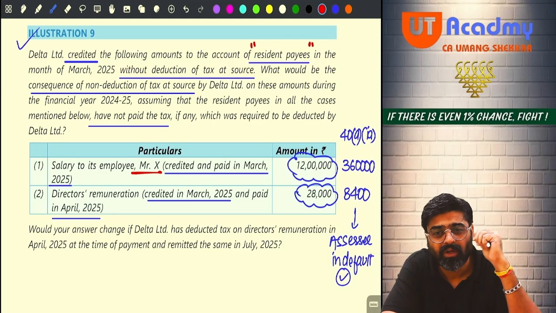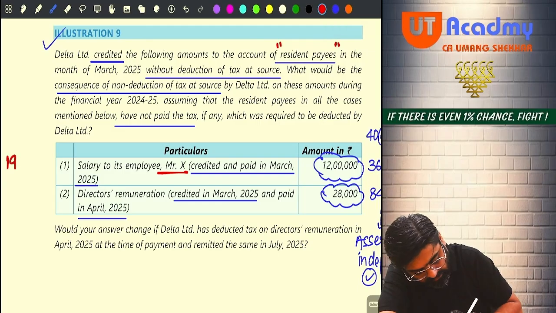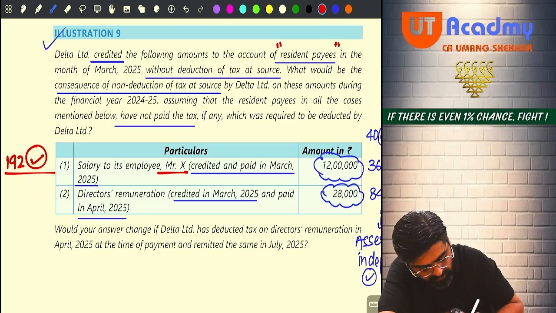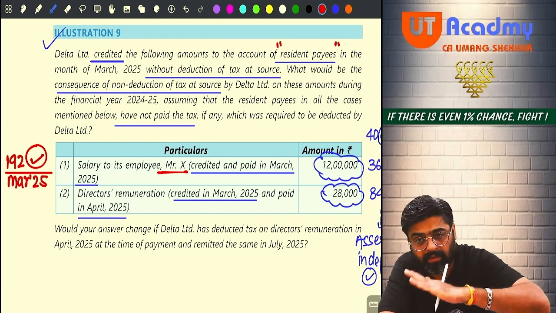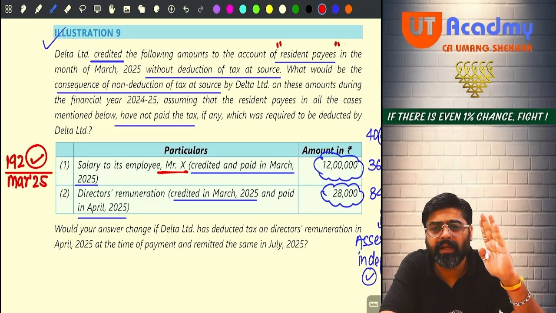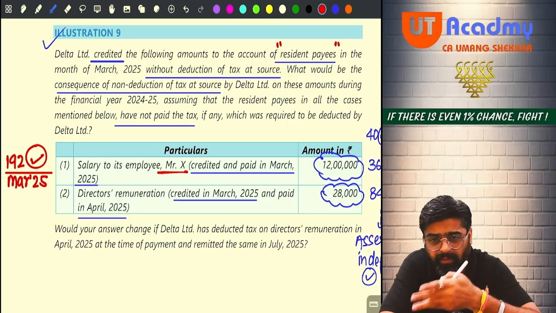The answer is no. So TDS under section 192 is required to be deducted on salary at the time of payment, meaning the TDS was required to be deducted in the month of March 2025. So the TDS was required to be deducted in the previous year 24-25 only. At the time of making the payment, did you deduct that TDS in 24-25?